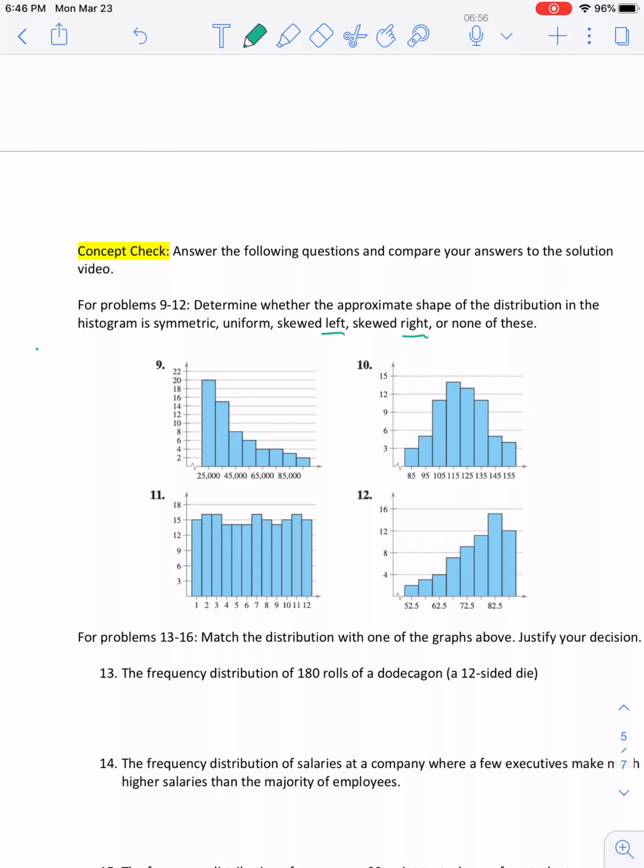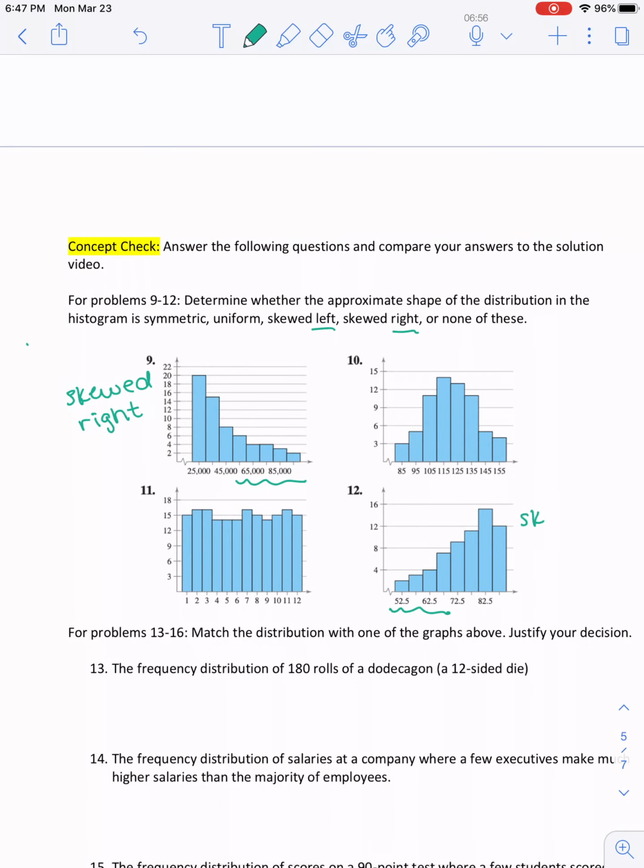Like I would look at number 9 and our gut instinct might be to say that this is skewed to the left because we have most of our measurements on the left, but that would not be right. This is actually skewed to the right. Because what we look for when we talk about skewed right, skewed left, is the tail of the graph. Here the tail is going off to the right, so it's skewed to the right. Number 12, on the other hand, the tail goes off to the left. So we would say that this one is skewed to the left.